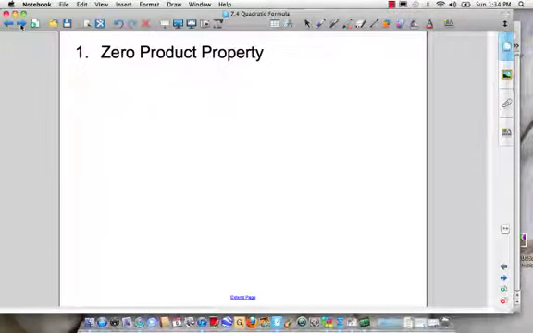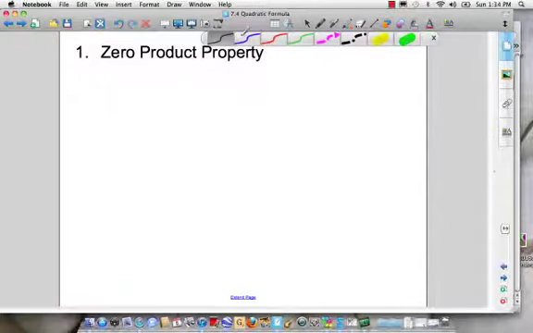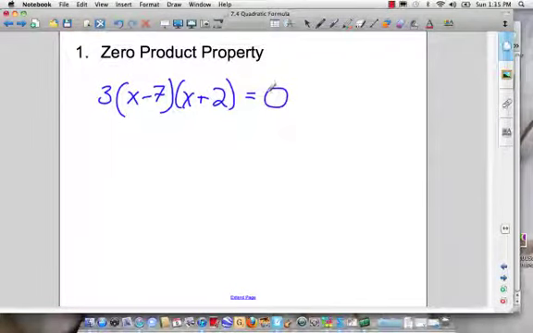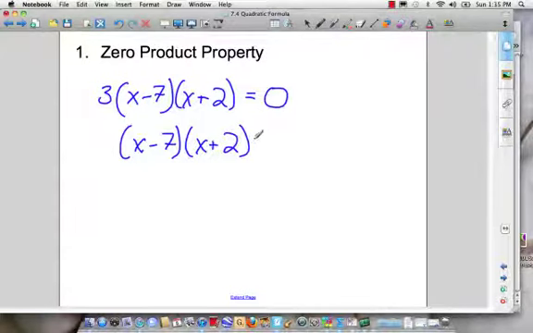Each method has its advantages and disadvantages, so we're going to look briefly at all of them. Okay, the zero product property is something we've actually used already in class. So let's just dive right into an example. Suppose you had the following: 3 times (x minus 7) times (x plus 2) equals 0. Well, first thing I'm going to do is divide both sides by 3. When I divide the left-hand side by 3, that factor of 3 disappears. And when I divide the right-hand side by 3, well, 0 divided by 3 is still 0.